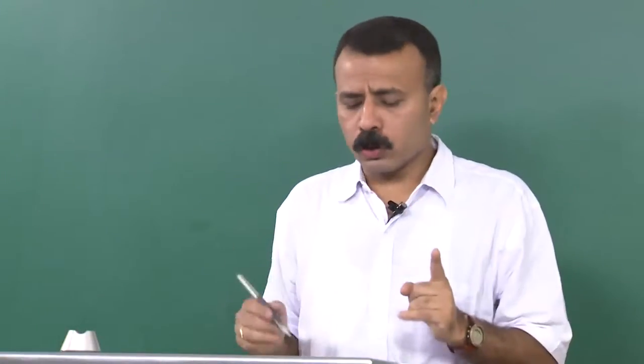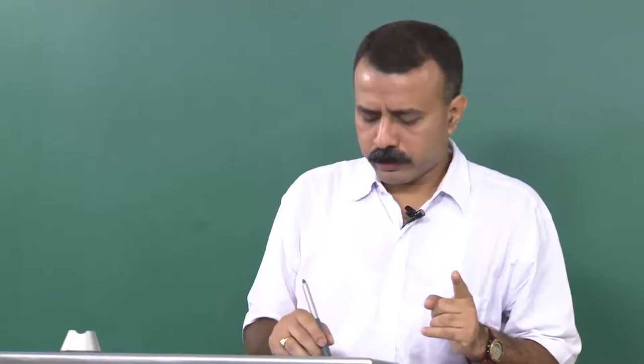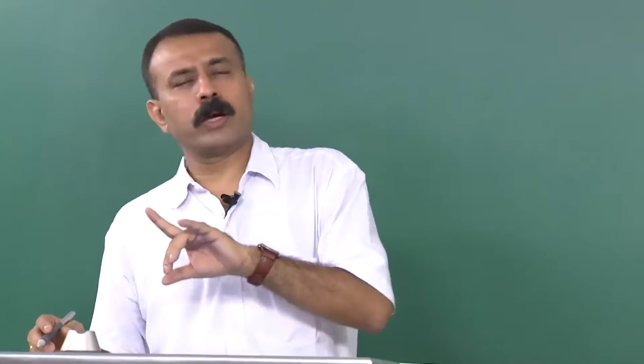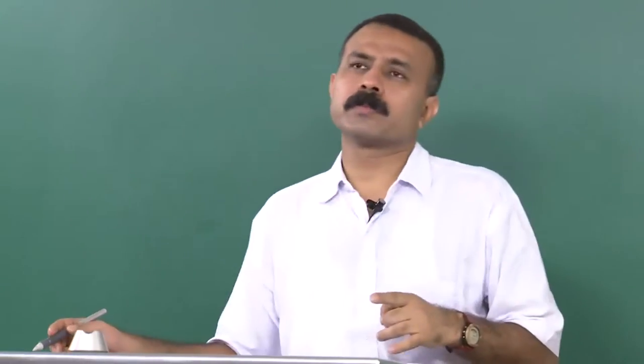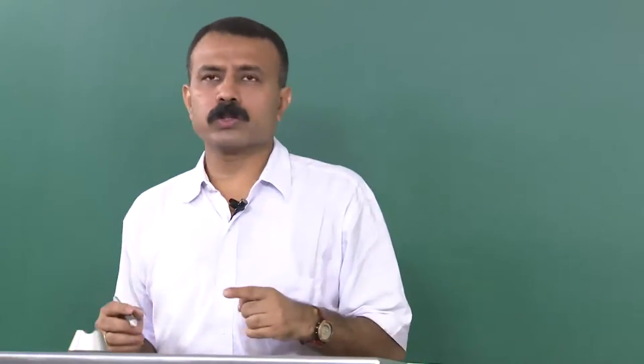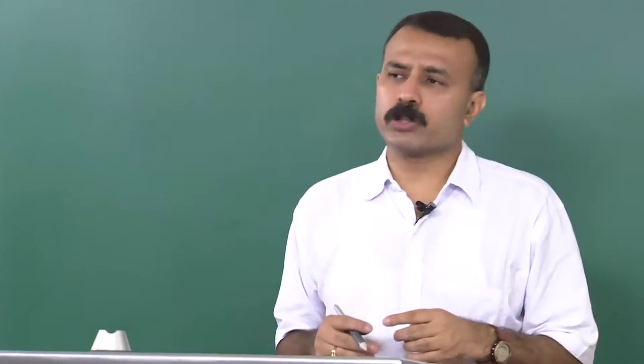So, coming back, we really do not know how this information of change in length is being conveyed from the muscle spindle to the sensory neuron. Next thing is what we know, of course, there are two sets of motor neurons.